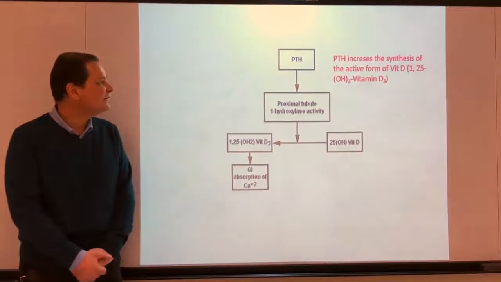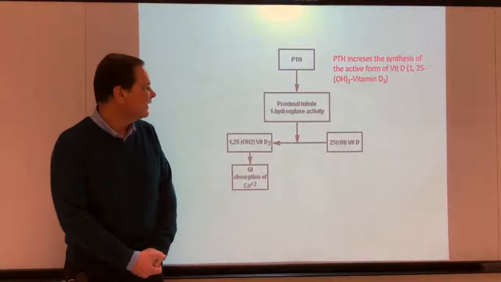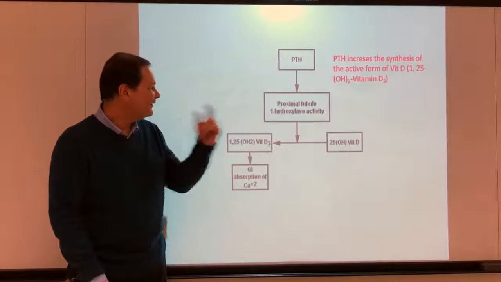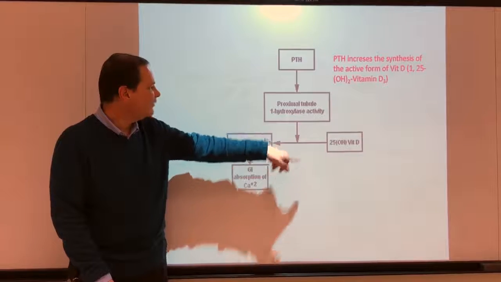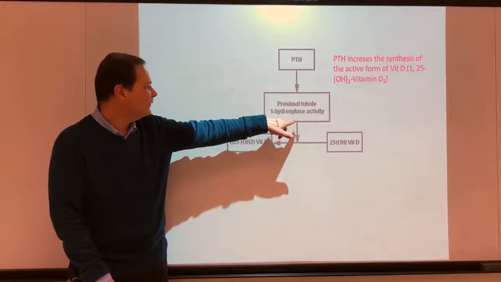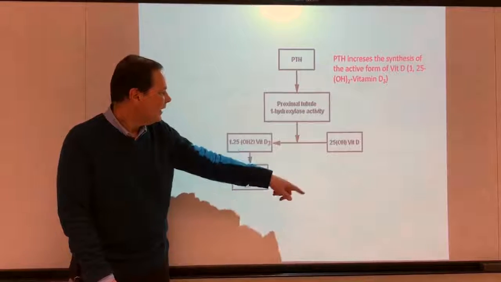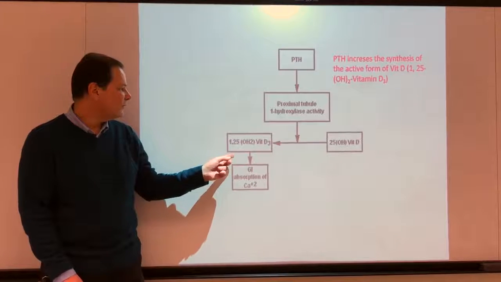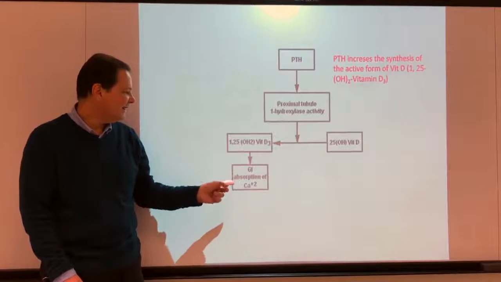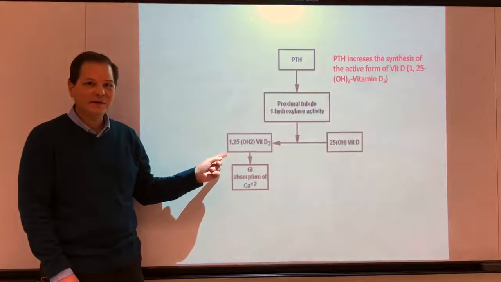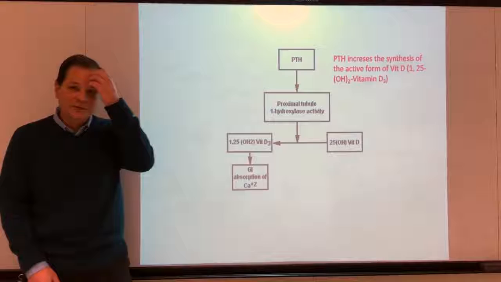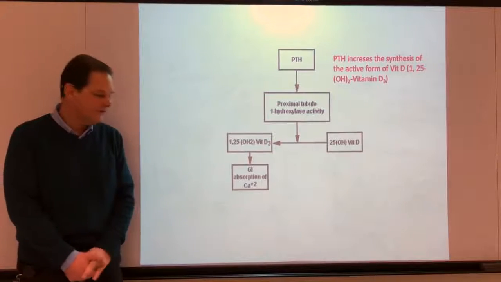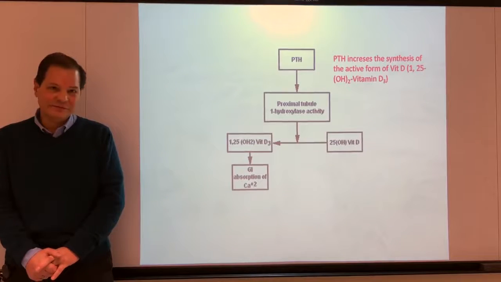And then finally, this is the action of PTH on the production of vitamin D. It acts in the kidney through this enzyme, proximal tubule 1-hydroxylase, to convert 25-hydroxyvitamin D to 1,25-hydroxyvitamin D. That is the active form of vitamin D, as we'll talk about in the next video, and that increases GI absorption of calcium, and you get increased absorption of phosphate as well.